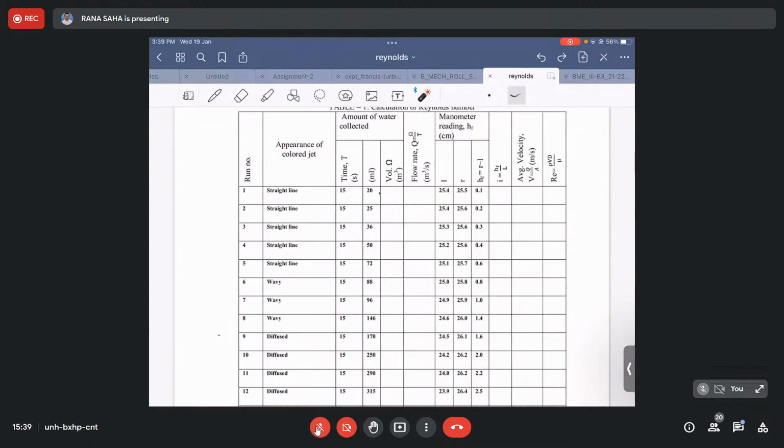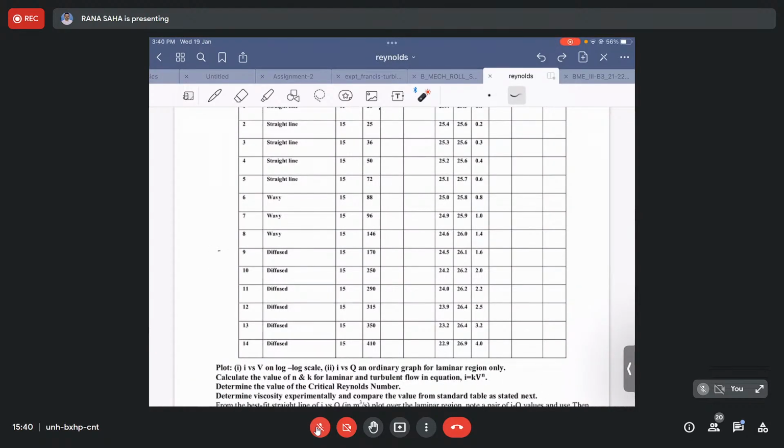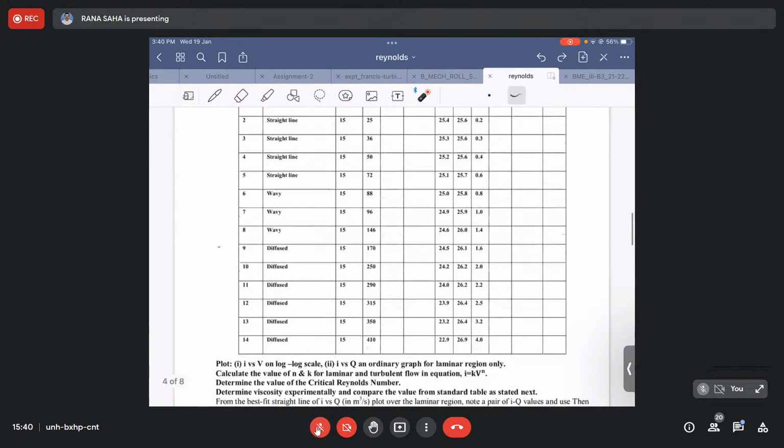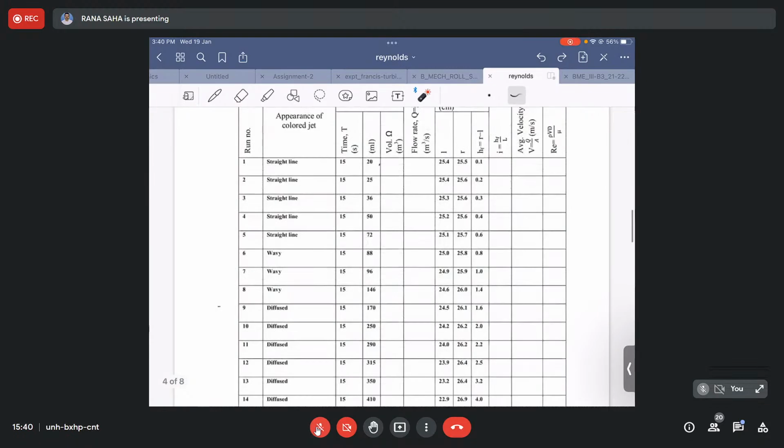So these are the appearance of the colored jet you can see. So you need to write in this way: straight line, straight line, straight line, and then say from the 6th run number, the behavior of the dye particles is like wavy. So 6, 7, 8 is wavy, and then 9 onwards up to 14 you can see all are diffused. Okay, so these are diffused. This indicates, visual impression is that the flow becomes turbulent. And correspondingly, you can see the time, all are 15-second duration, and the collection amount, how it's changing.